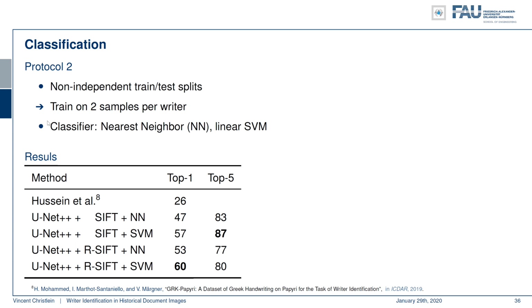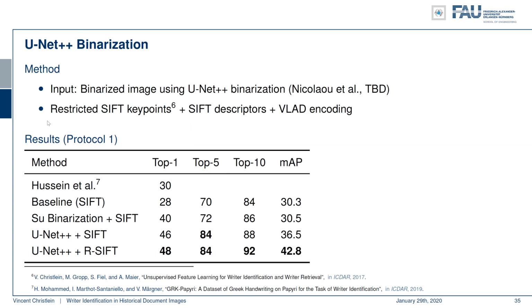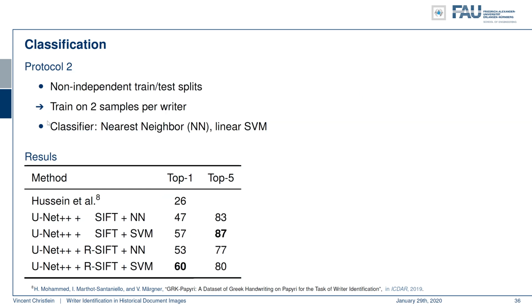This is the second protocol. Please excuse me, that was before the results. These were leave one image out of all the 50 samples. And this is now where I train on the 20 samples, 2 samples per writer, and I have a classifier now. I tested 2 classifiers, just nearest neighbor or a linear SVM.